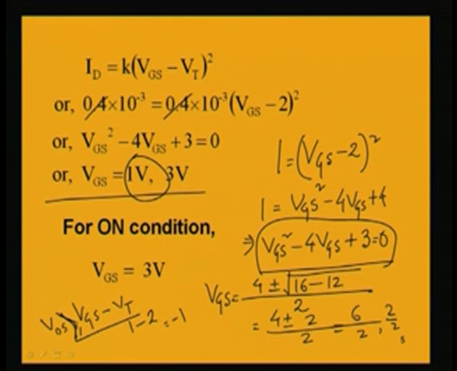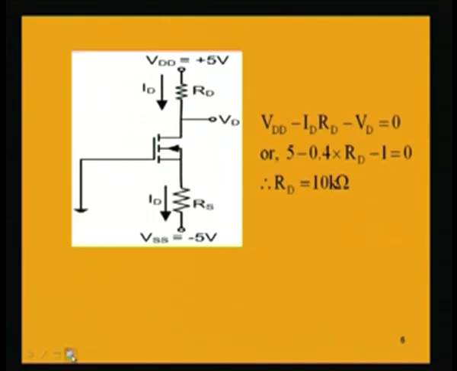Now, with this VGS equal to 3 volt, we will proceed to find out the resistances. So, in this circuit we solve the output circuit: VDD minus ID RD minus VD equal to 0. VD means with respect to ground. Now, VD has been given to us as 1 volt. So, putting down the values of VDD and ID, we can find out RD, because the others are known except for RD.